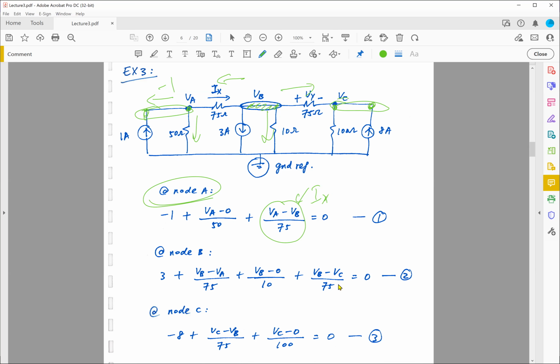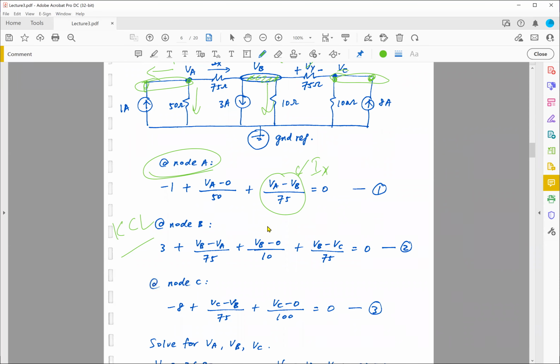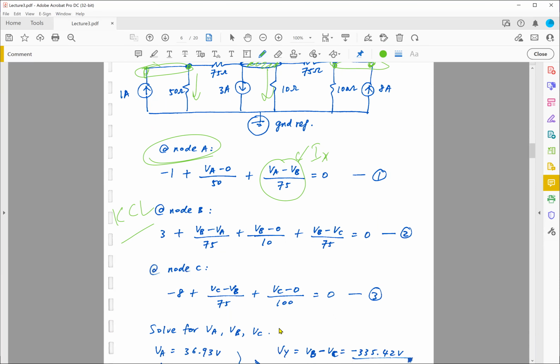So I have 4 terms, 1, 2, 3, 4. The sum of all this current should be equal to 0. I still need to follow KCL. So this is my equation number 2. The last equation at node C over here: VC minus 0 divided by 100, plus VC minus VB divided by 75, plus -8, sum to 0. 3 equations, 3 unknowns, for VA, VB, and VC.